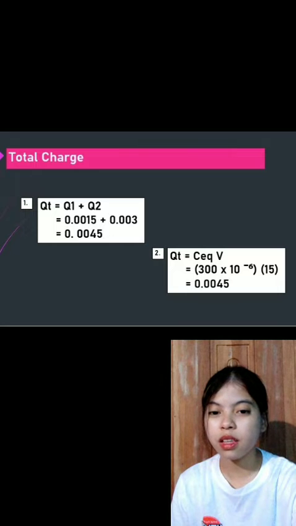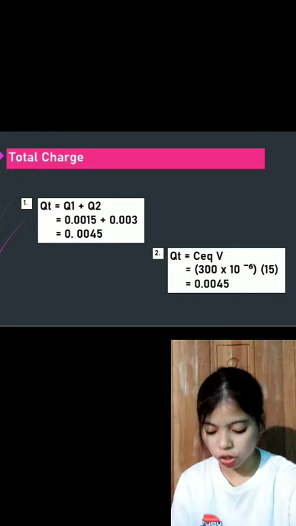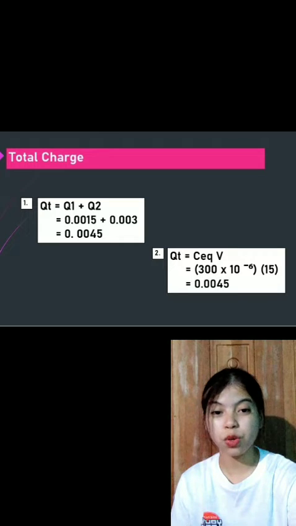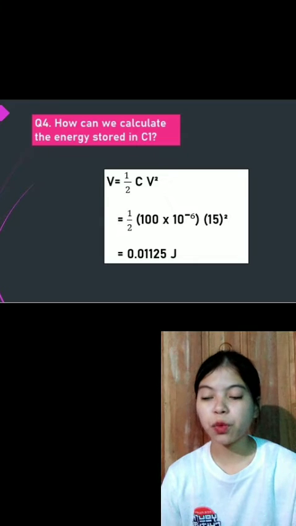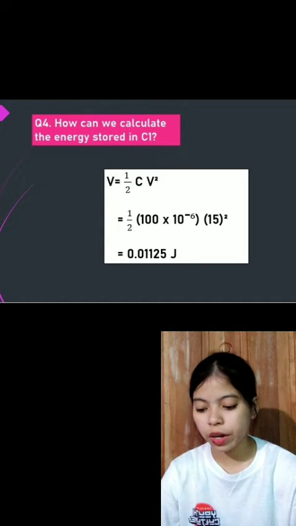As you can see, this number 2 here is the other way to get the total charge. You could use these equations to get the exact total charge, so they are the same. It's up to you which one you would use to get the final charge of this parallel capacitor. So the fourth question is, how can we calculate the energy stored in C1?